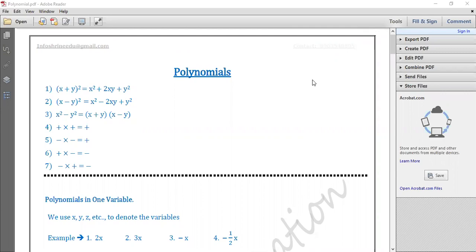This is the class for class 9, chapter 2, polynomial. For chapter 2, polynomial 2.1, I have made all the points in this paper, a set of 4 sheets, where you can learn very easily, because 2.1 is kind of a theoretical thing, basic knowledge which you have to know. Only with this basic knowledge we can continue with 2.2, 2.3, 2.4, and so on.